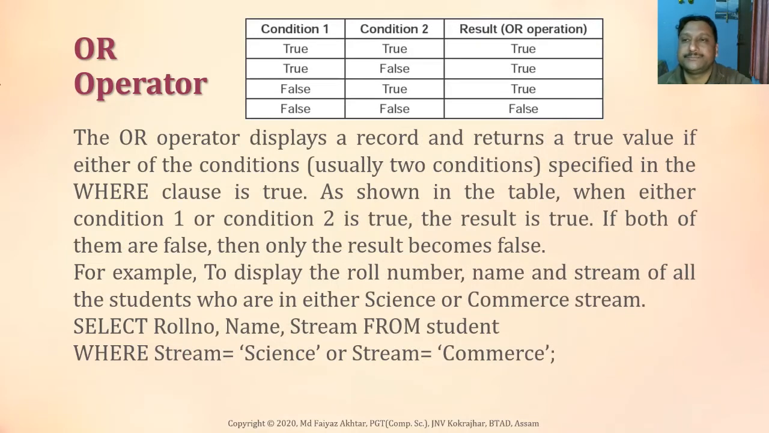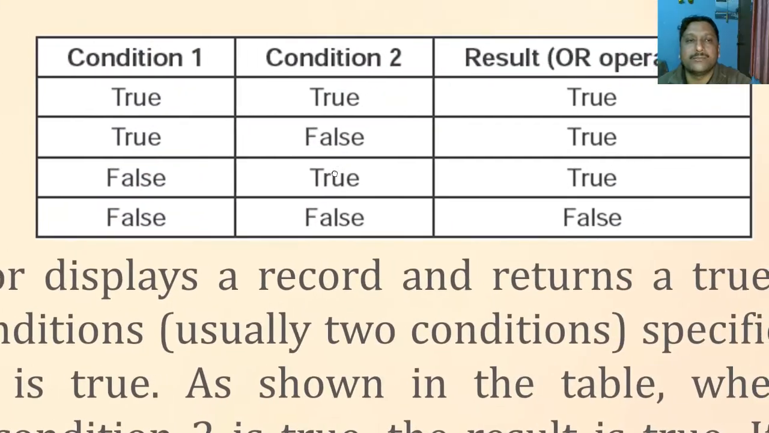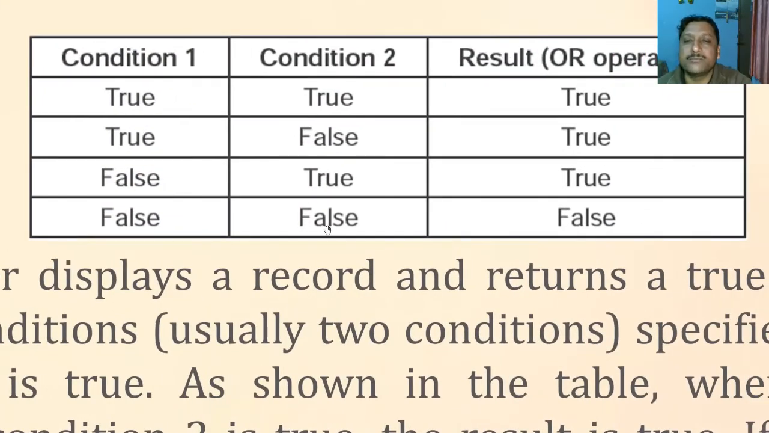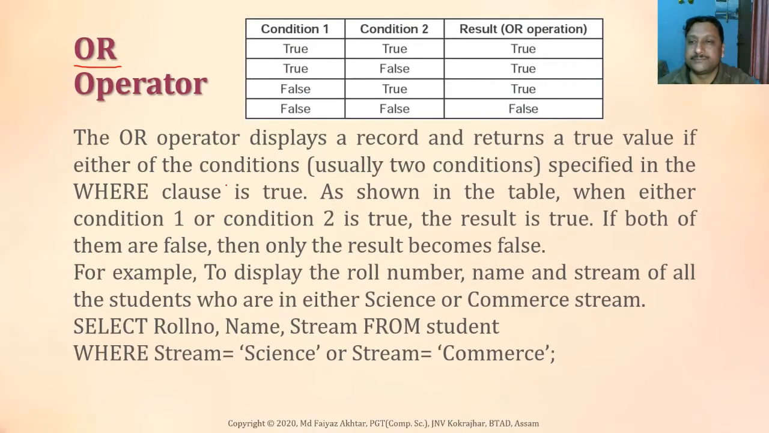Then OR operator. In OR operator, what happens when both conditions become false? Only at that time those rows will not be displayed, and in other cases the rows will be selected if any of the conditions is true or both conditions are true. Then the row will be displayed. Okay. The OR operator displays a record and returns a true value if either of the conditions, usually two conditions, specified in the where clause is true. Okay.